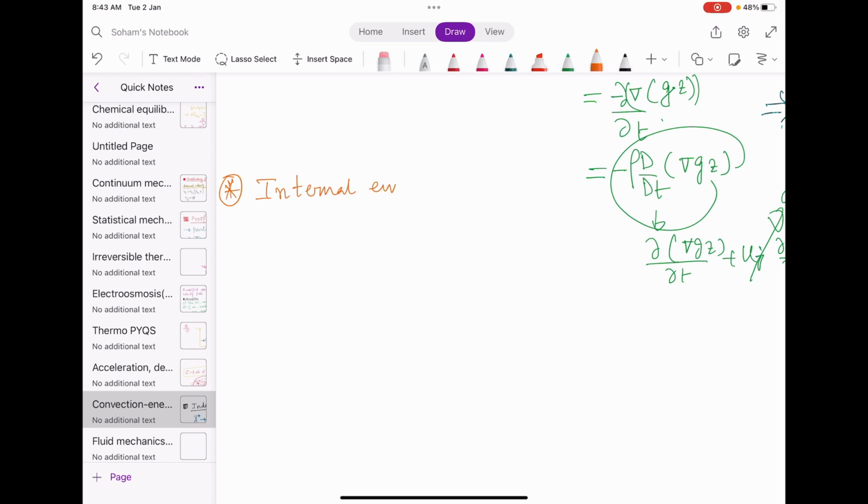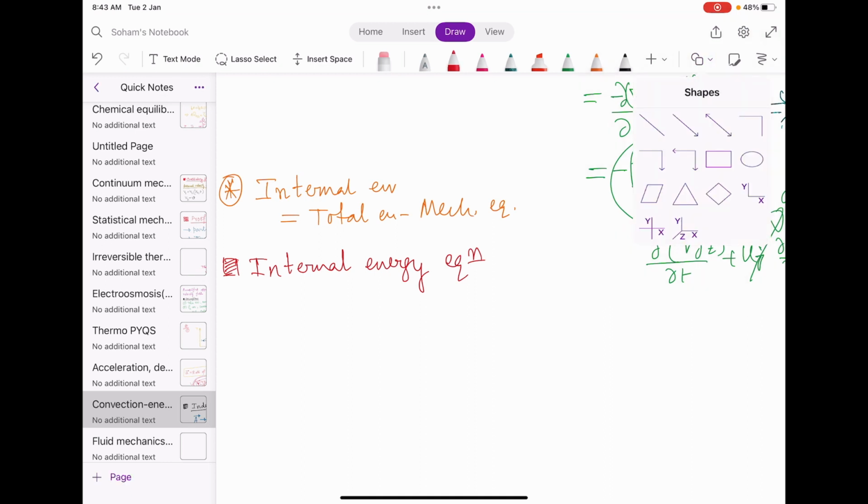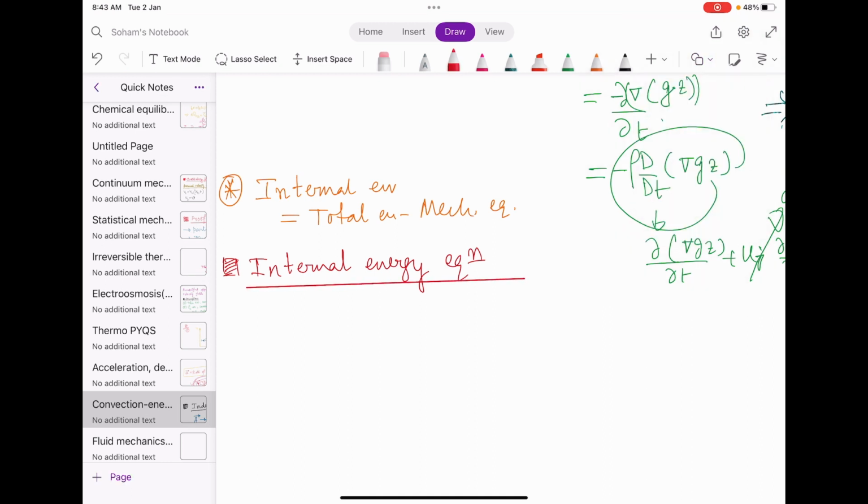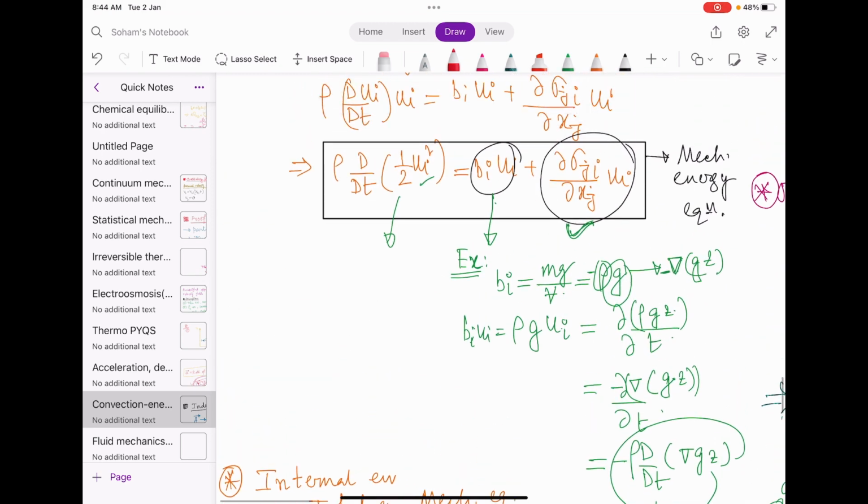So internal energy is equal to total energy minus mechanical energy. So total energy equation minus mechanical energy equation. Now our objective is to find the internal energy equation. Okay, so the internal energy equation is the total energy equation minus the mechanical energy equation. So let us write it directly.